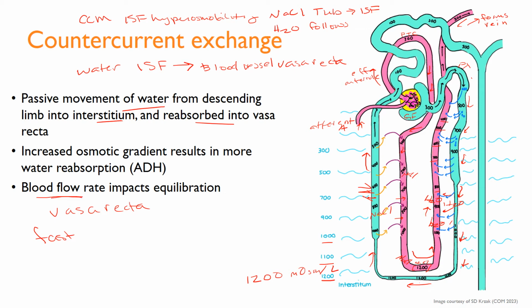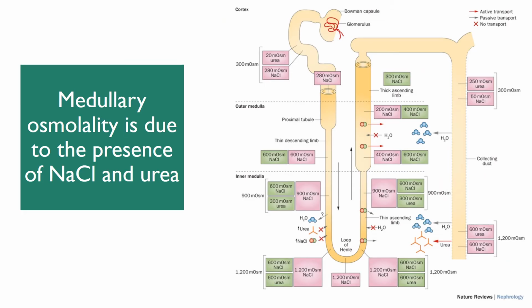But just know for now that the rate of blood flow will impact the equilibrating abilities between the vasa recta and the tubular fluid. So we just got done talking about essentially how the interstitial fluid gets its osmotic gradient that differs from the cortex all the way down to the medulla. And now we've added in that there is an exchange between the interstitial fluid and the vasa recta that will impact the amount of water that is reabsorbed or not reabsorbed. And so next we're going to talk a little bit more about urine formation.